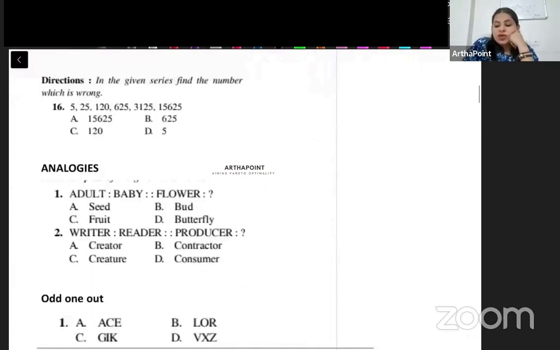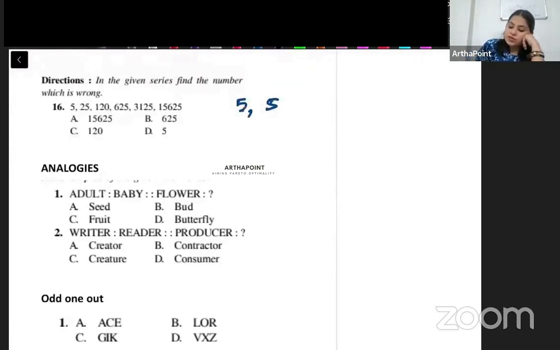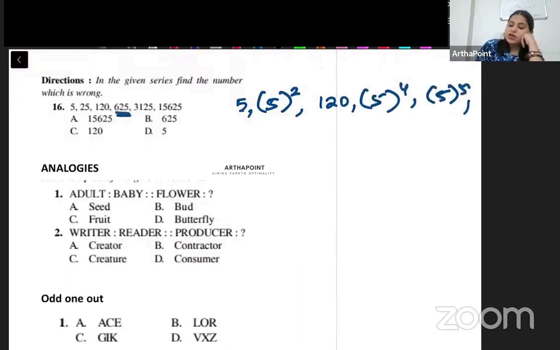Next आ जाओ बेटा question पे. Again series पे question है. In the given series find the number which is wrong. तो बेटा देख लो 5, फिर ये हो रहा है 5 का square. ये 120 दिया हुआ है. फिर 5 to the power 4 है 625. 5 to the power 5 and 5 to the power 6. तो बेटा ये नंबर 125 होना चाहिए था.